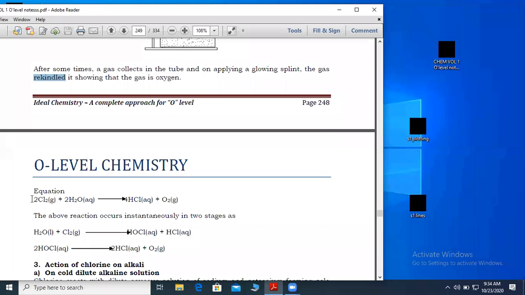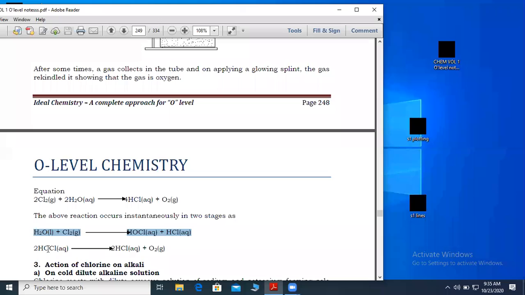Chlorine plus water form hydrochloric acid plus oxygen. So the above reaction occurs instantaneously in two stages. This one will confuse you. Let us go with these two that we already know. This is chlorine plus water. We form chlorine water, which is hypochlorous acid plus hydrochloric acid.